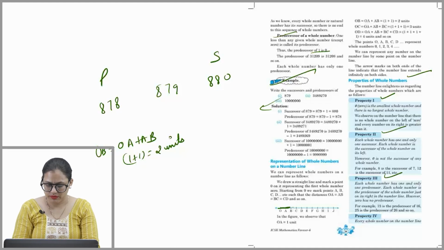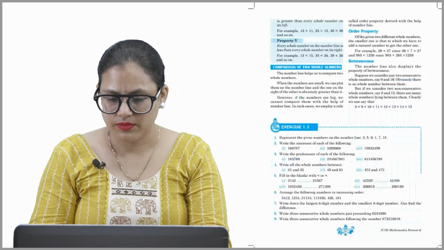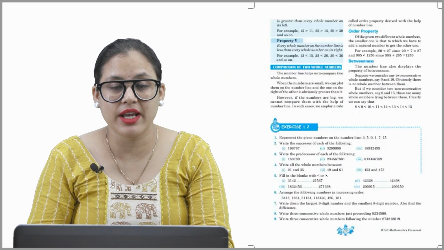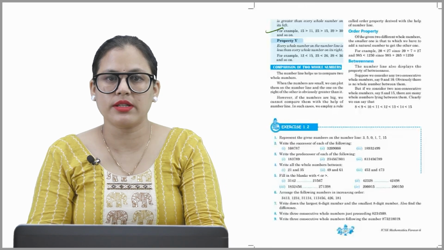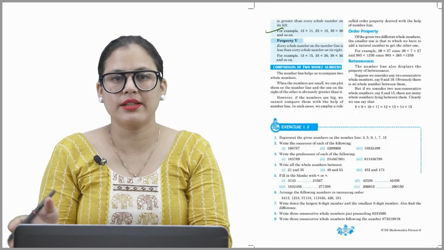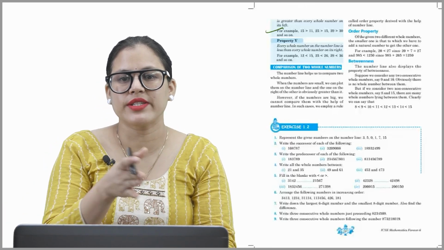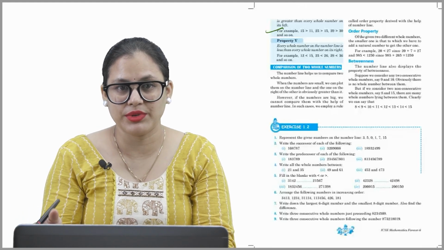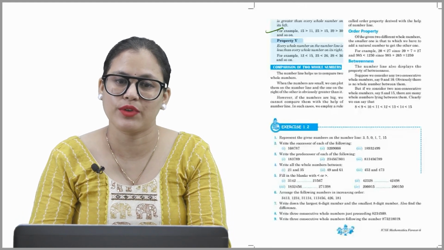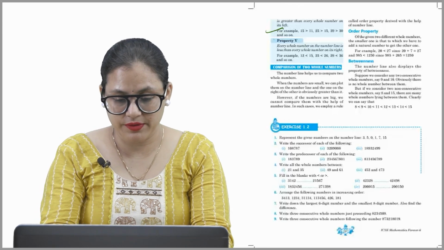Property 4. Every whole number on the number line is greater than every whole number on its left. For example, 15 is greater than 11 because 15 is right and 11 is left. 25 is greater than 15 because 25 is on the right side on the number line and 15 is on the left side on the number line.